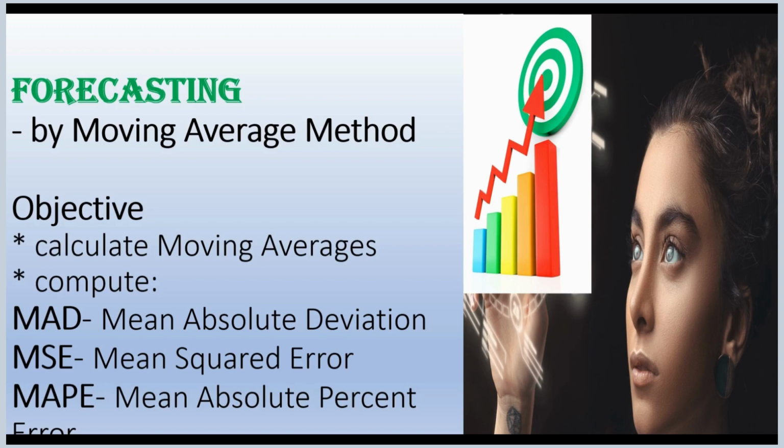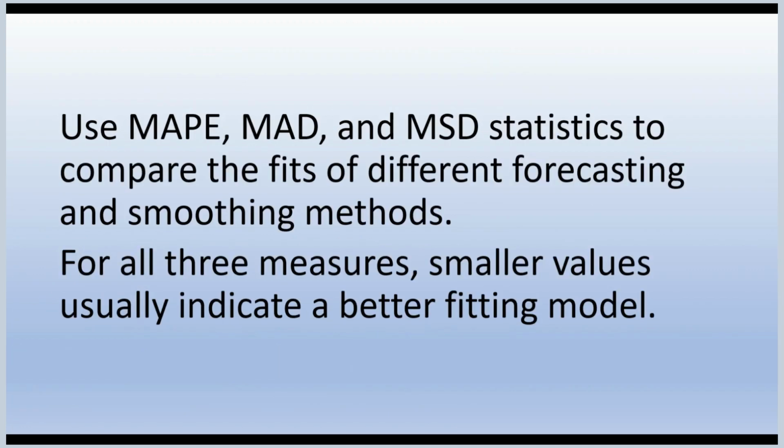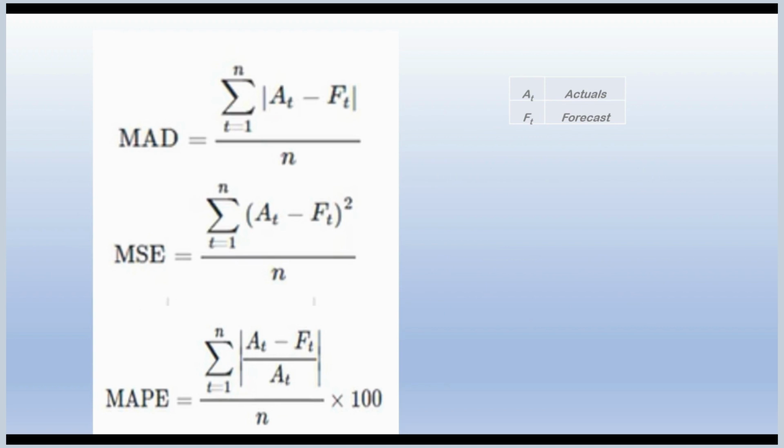Our objective here is to calculate the moving averages and to compute the mean absolute deviation, the mean squared error and the mean absolute percent error. These statistics are used to compare the fits of different forecasting and smoothing methods. For all these three measures, smaller values usually indicate a better fitting model, obviously. So these are the expressions used to calculate these three statistics. Yes, they do look difficult, but they aren't at all. Let's proceed to calculate them.